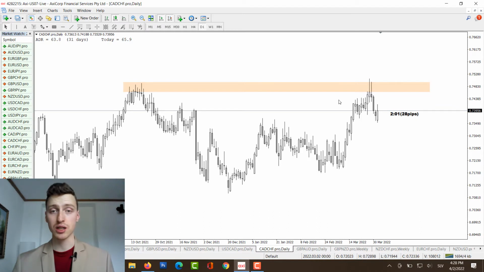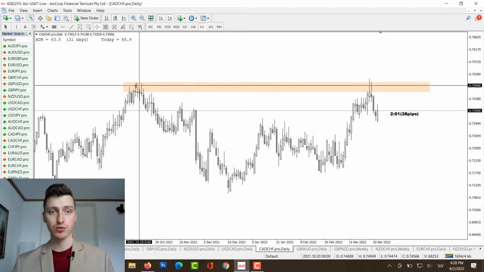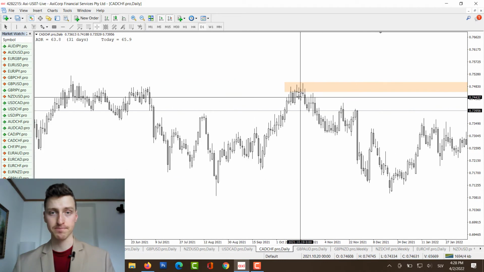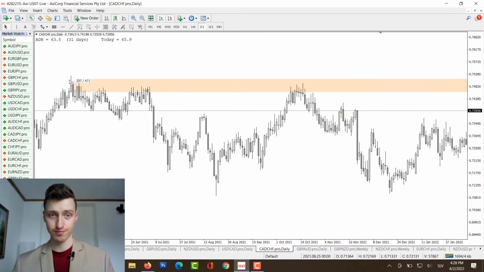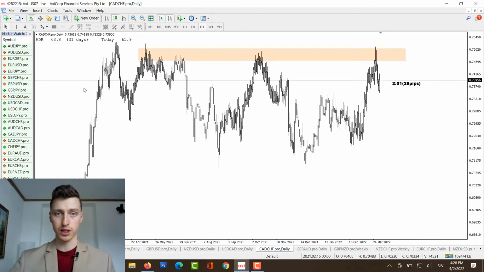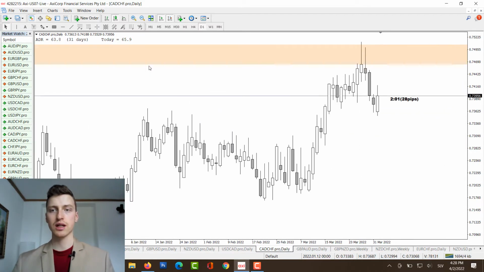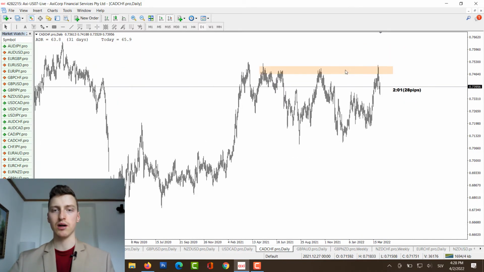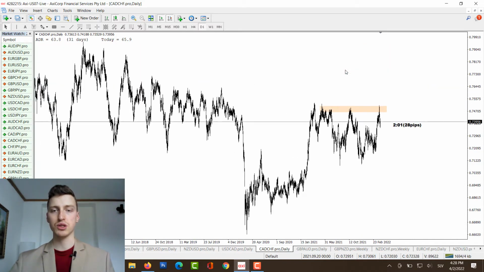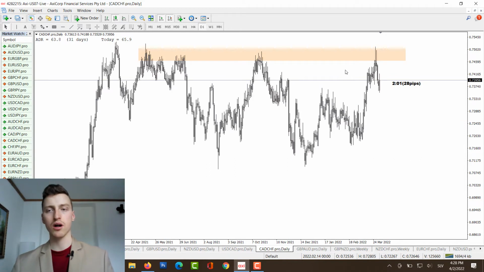CAD Swiss actually approached a very powerful daily structure. Resistance line right here, you can see. And it's even from the past, right? It's even stronger than it looks. If we're just looking like that, we do not know. But if we zoom out, then we see what's going on.